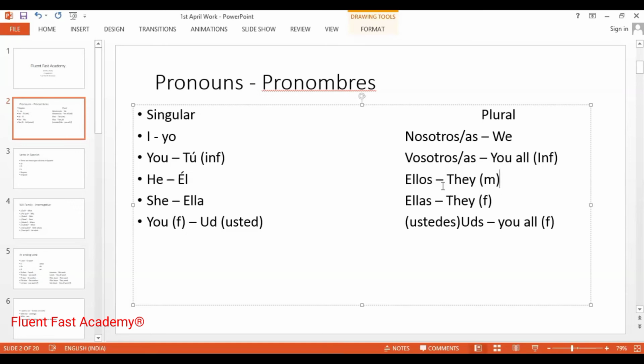Next, ellos is for male, masculine. That is they, and ellas is for feminine, right? But here also, if you're talking about male and female both, then you use ellos only. If all the people are female, then we will use ellas. Otherwise, if one male and one female, then ellos. Both male, then also ellos.